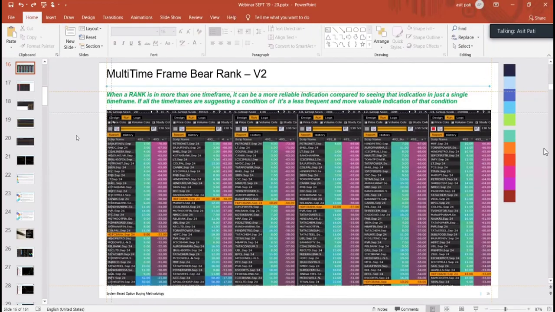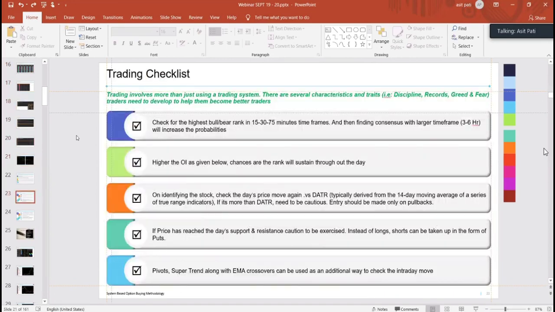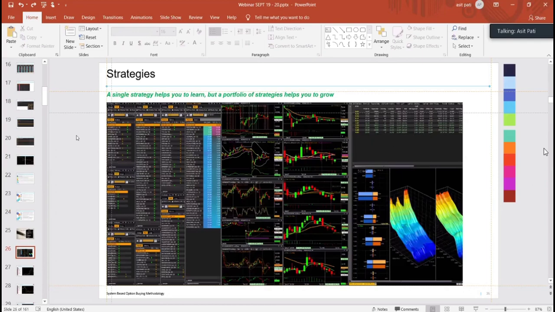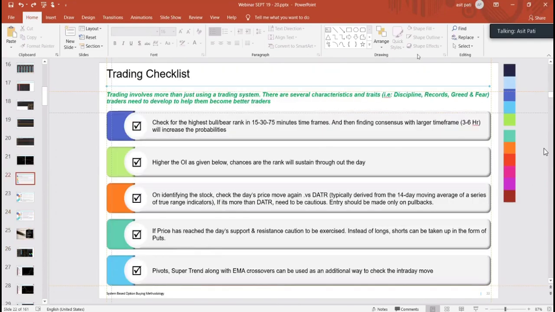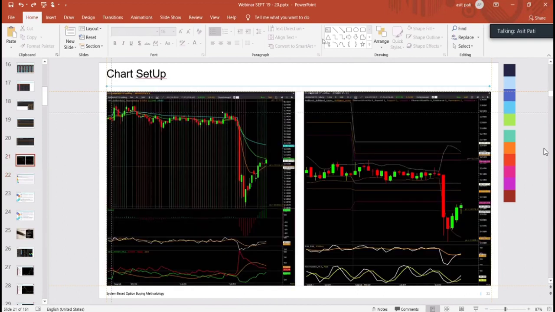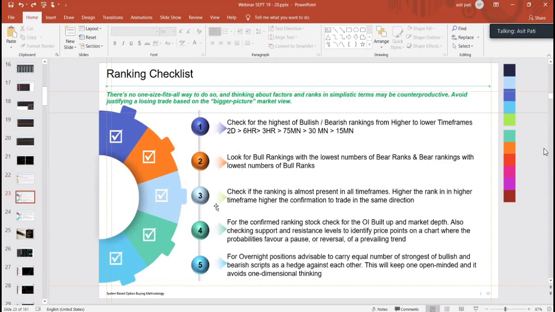Okay. So let me start with the strategy section. I think we'll cover that, and then we'll see whatever is left. I have done a bit of some trading checklist and ranking checklist. This is nothing but what we have spoken about with the DATR, and most of it we have covered. Do read it once I share it, and it should be fine.